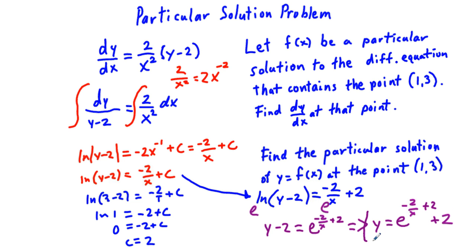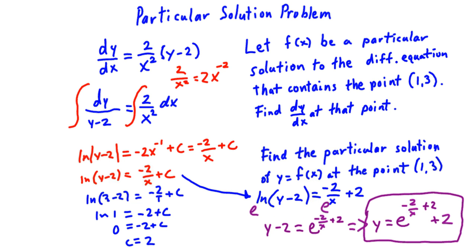And so there's going to be a point distribution all along the way on this problem, this last problem. You're going to have to separate the variables, integrate both sides, go ahead and substitute in the point, in this case 1 comma 3, to solve for c. Once you solve for c, you go back and get the particular, substitute in 2 for c, and solve the equation for y, and you've done it all.